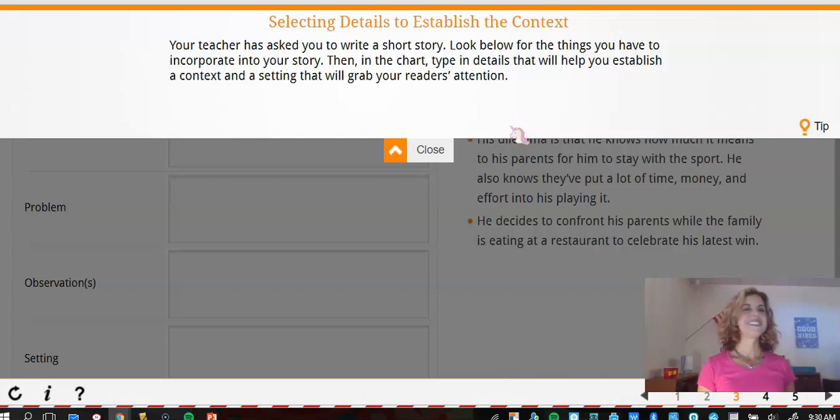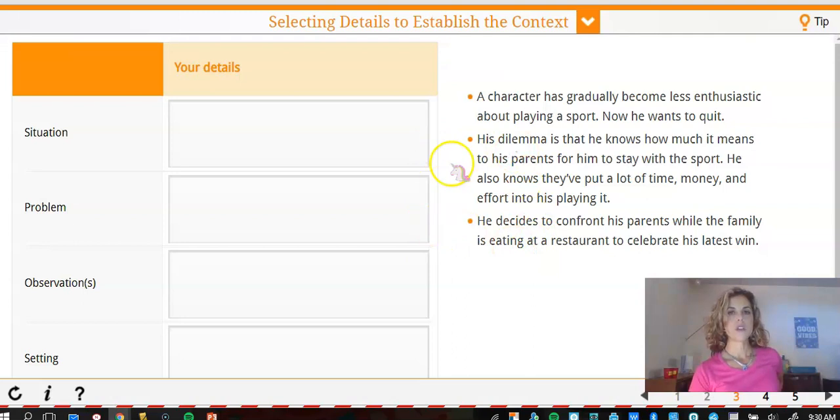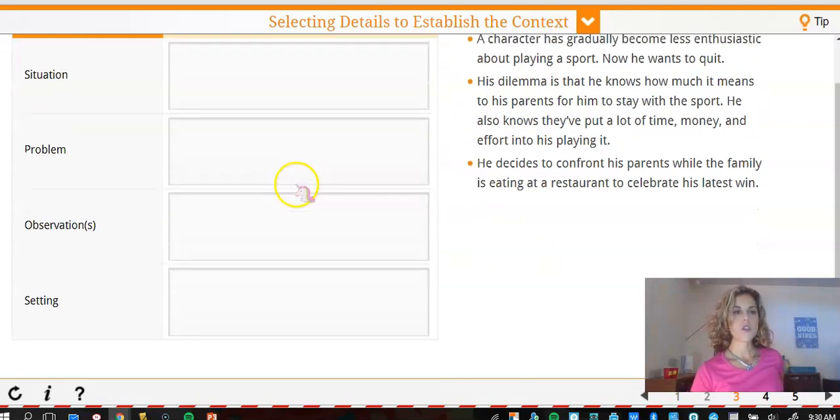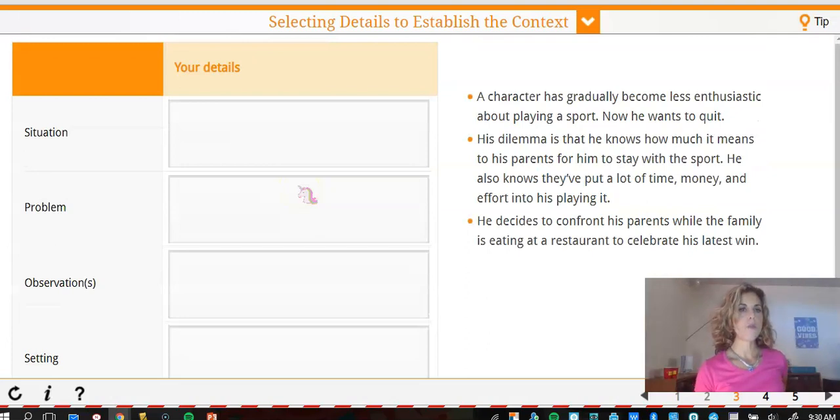Let's read this together. Selecting details to establish the context. Your teacher asked you to write a short story. Look below for the things you have to incorporate into your story. Then, in the chart, type in details that will help you establish a context and a setting that will grab your reader's attention. Okay, so the details, right? We keep talking about that. So, I want you to talk at your table and use your whiteboard markers to put down some ideas. So 5 minutes to do this.